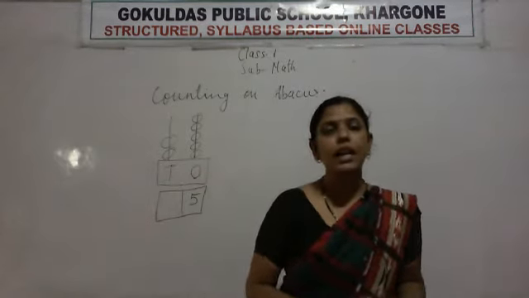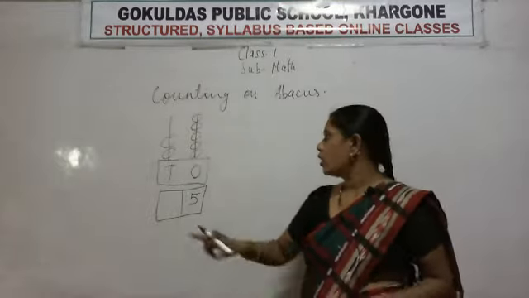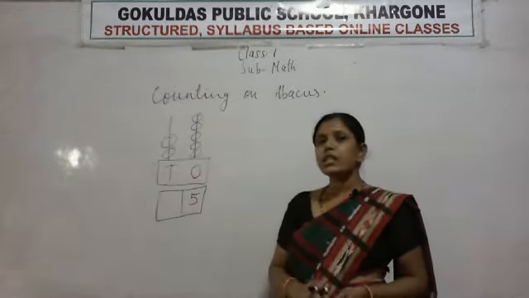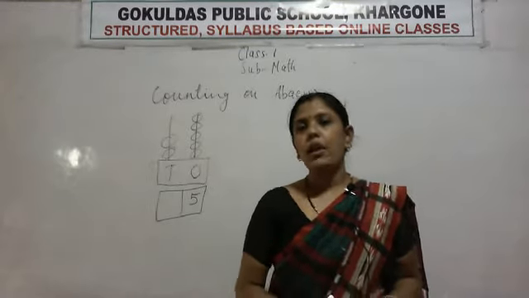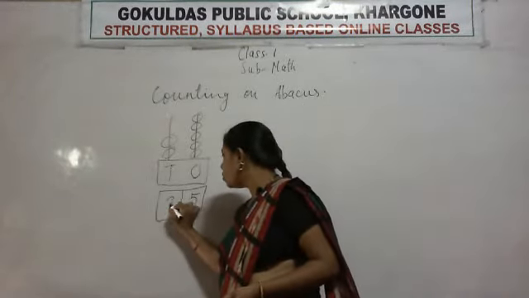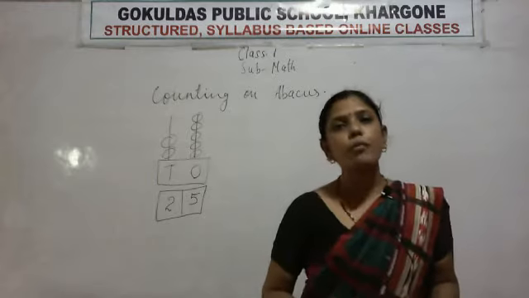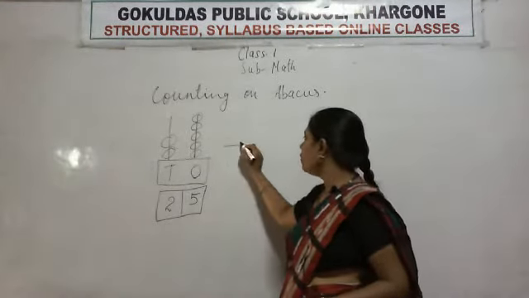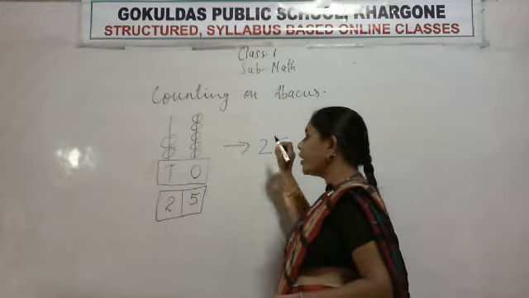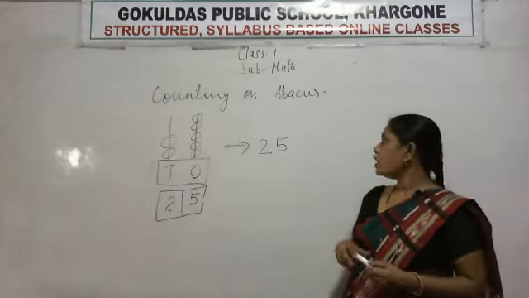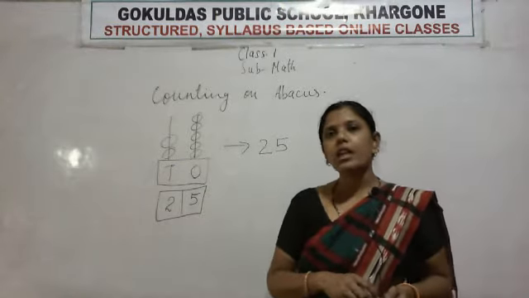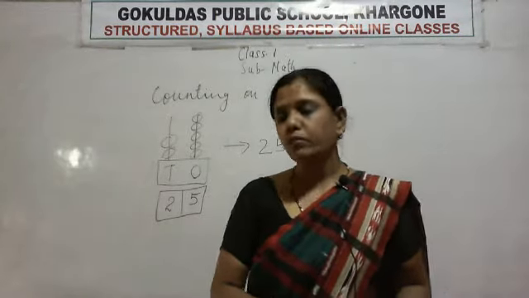How many beads are there at tens place? Count 1 and 2. So the value at tens place is 2. So what is the number formed here? The number formed here is 25. The place value of 5 is ones and the place value of 2 is tens. This question we have already done.